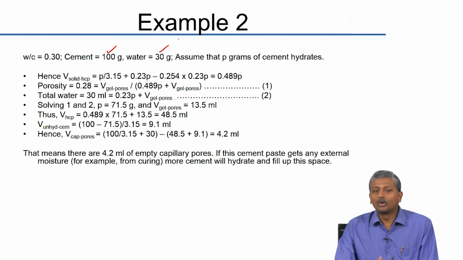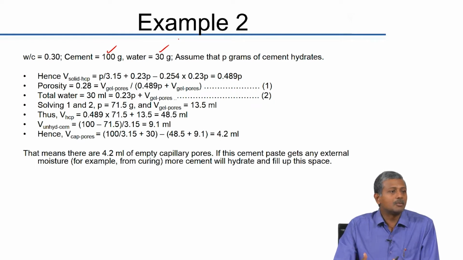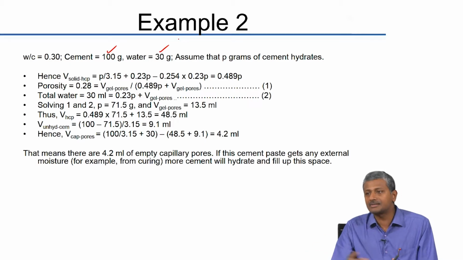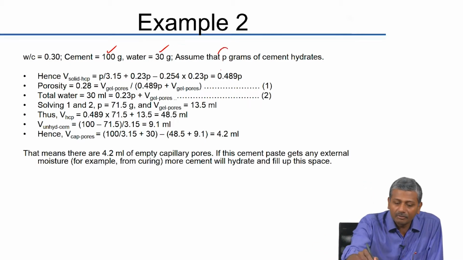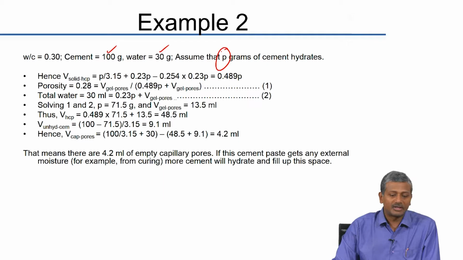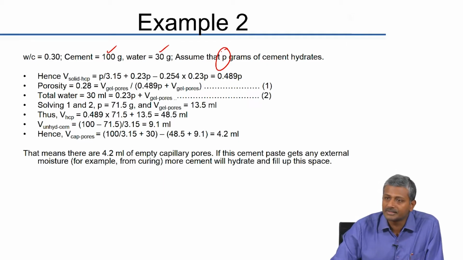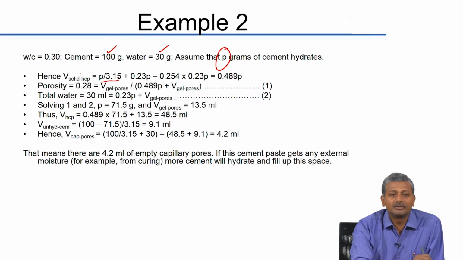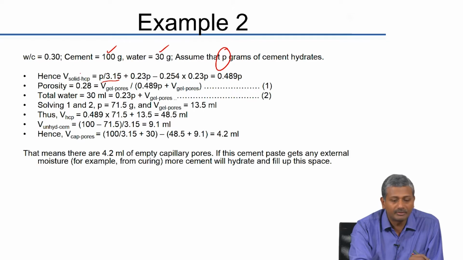Okay. Now we do not know that a certain amount of cement is going to hydrate. We have to assume that a certain amount of cement hydrates. Let us say there is some P grams of cement that is actually hydrating. Okay. So again we reapply the principle of understanding how to calculate the solid hydrated cement paste volume. So volume of the solid hydrated cement paste is equal to the volume of the cement, that is P divided by 3.15, plus volume of the bound water, that is 0.23 times P.